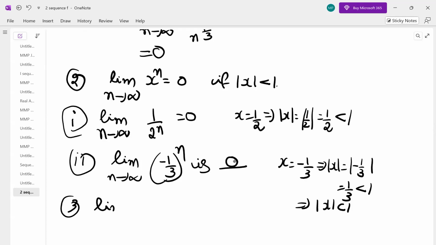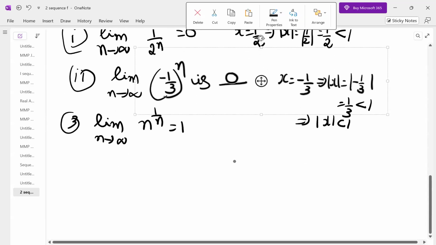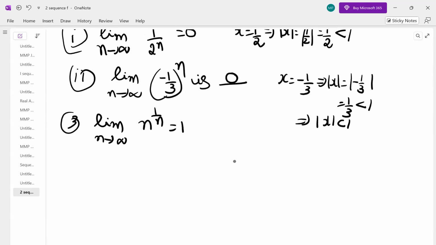Next, we have another standard result: limit n tending to infinity of n power 1 by n is 1. We are going to see the proof of this again. You can see the proofs of all this in the L'Hospital rule applications. N power 1 by n is 1, a standard result.